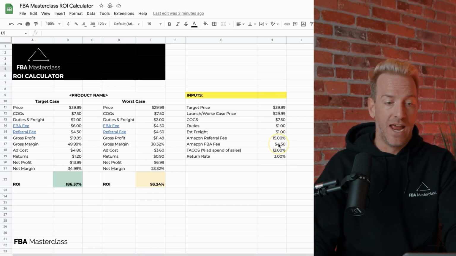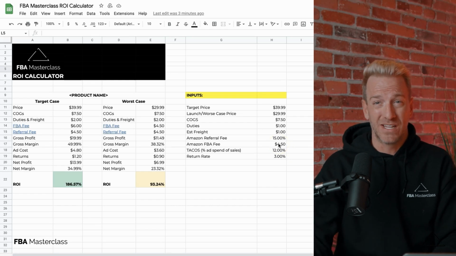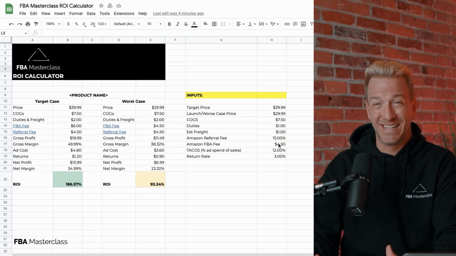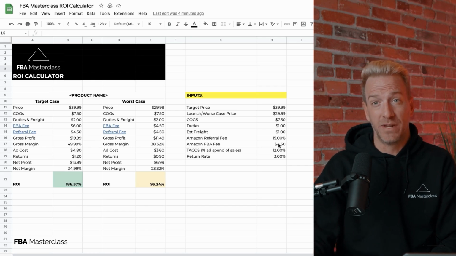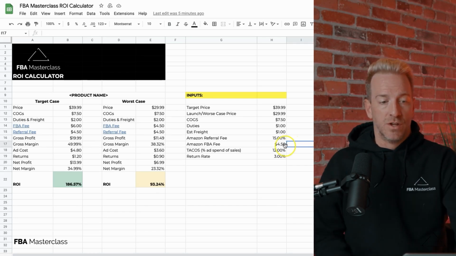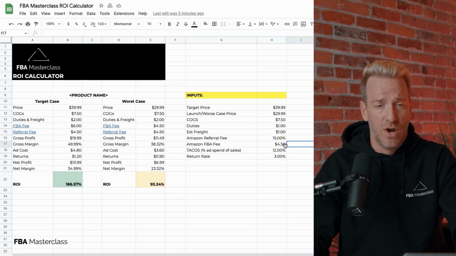And then there's the actual Amazon FBA fee. The best way to look at this is to go onto one of your competitor listings. You're likely going to have a product that's size similar, and you can actually look at Helium-10 and see what the actual FBA fulfillment fee is for that product. So you can find the Amazon FBA fee based on other products of similar size and plug that in. Again, an estimate is fine at this stage.